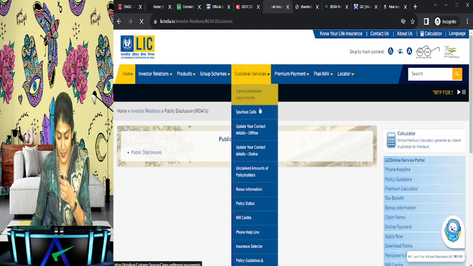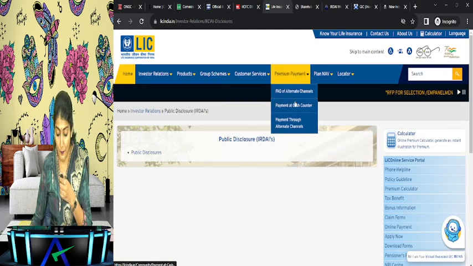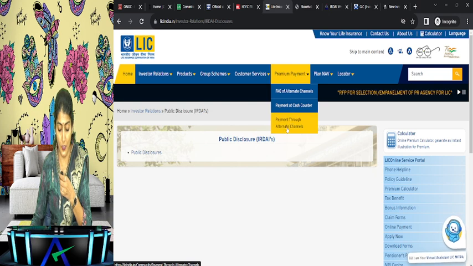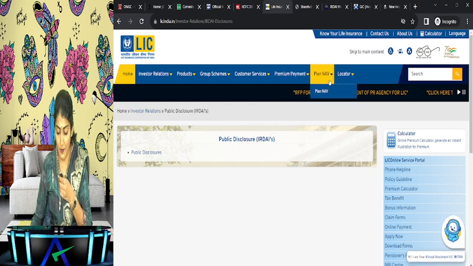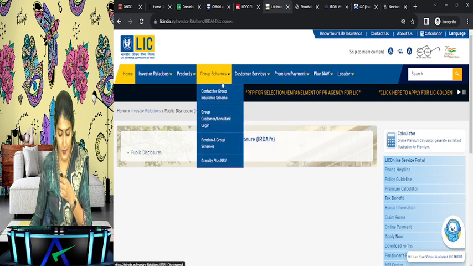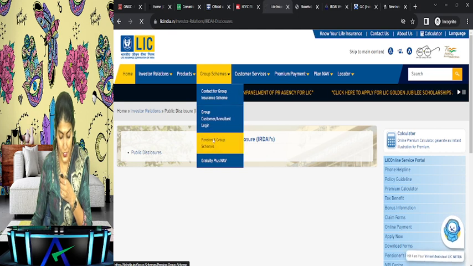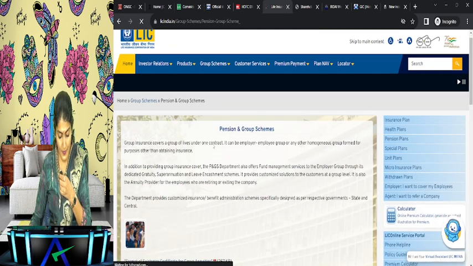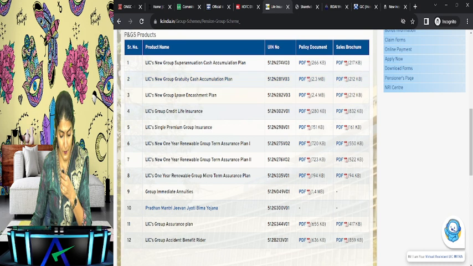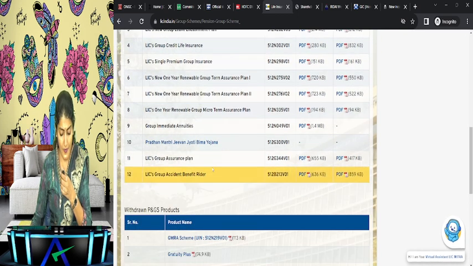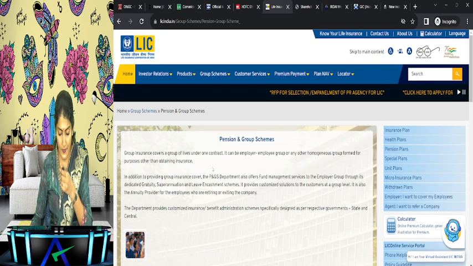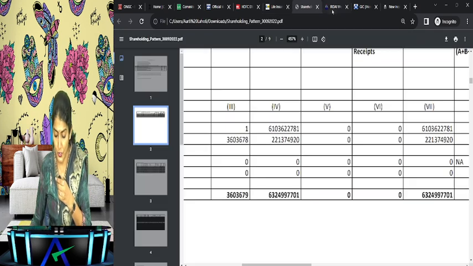Then the customer services being provided: premium payment, payment at cash counter, payment through the alternatives, the plan NAV, and the locator. Then the various pension and group schemes which they have: group credit life, premium group, Jeevan Jyoti Bima, accident benefit rider. All these are the different offerings of the life insurance company.